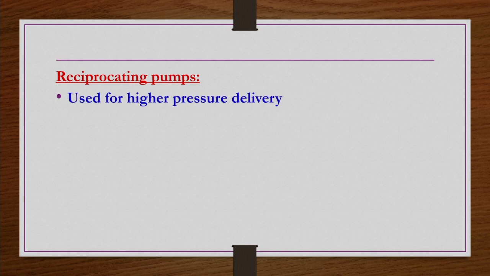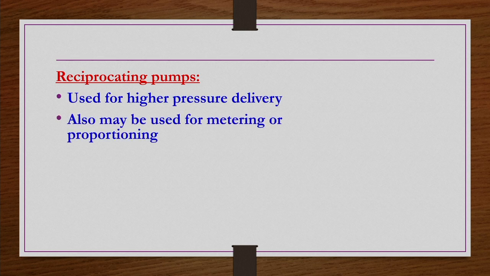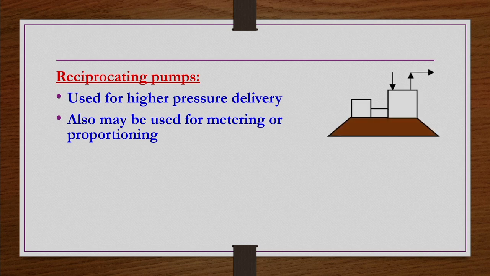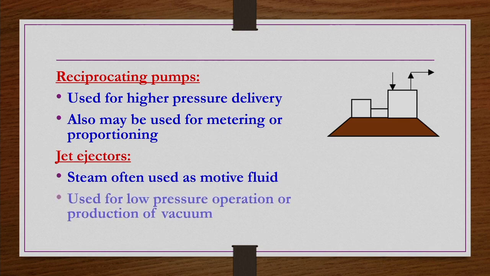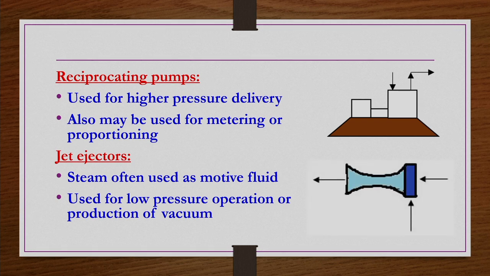Reciprocating pumps are used for higher pressure delivery, and may also be used for metering or proportioning. A pictorial representation is shown here. Jet ejectors: steam is often used as the motive fluid, used for low pressure operation or production of vacuum, pictorially shown here. Okay, this is about a few of the common unit operations.